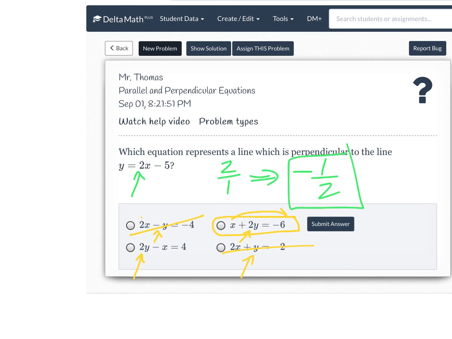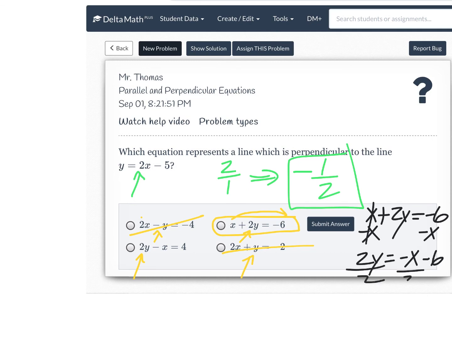Now, again, to double check, x plus 2y equals negative 6, subtract x, 2y equals negative x minus 6, divide by 2, and here we go, y equals negative 1/2 x minus 3, there's my opposite reciprocal. So hopefully you understand, again, we're dealing with linears. You've got to be able to solve the equation, but also understand the concept of parallel, perpendicular, and the relationships with their slopes.